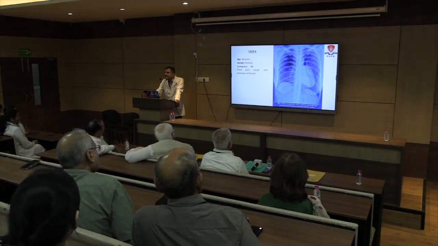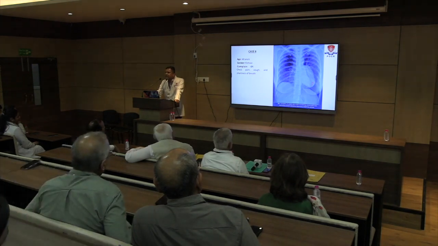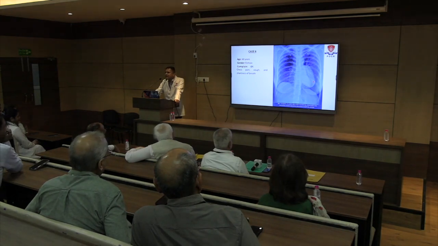Hydatid cyst. A hydatid cyst is a lesion in which we see a very well-defined opacity. The rest of the lungs will be normal if it is not communicating with the bronchus. If it is communicating with the bronchus, we'll see an air-fluid level. A CT scan of this patient was done and it was confirmed.